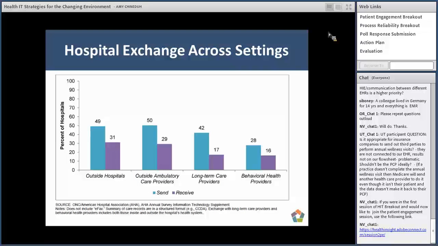This graph represents the electronic exchange of hospital patient data with other organizations and providers. The blue bar being the sending of data, and the purple bar being the receiving of data. From left to right, showing exchange with outside hospitals, outside ambulatory care providers, long-term care providers, and finally with behavioral health providers. I would suggest that this shows improvement in interoperability and connections, but still significant room for increase of exchange.